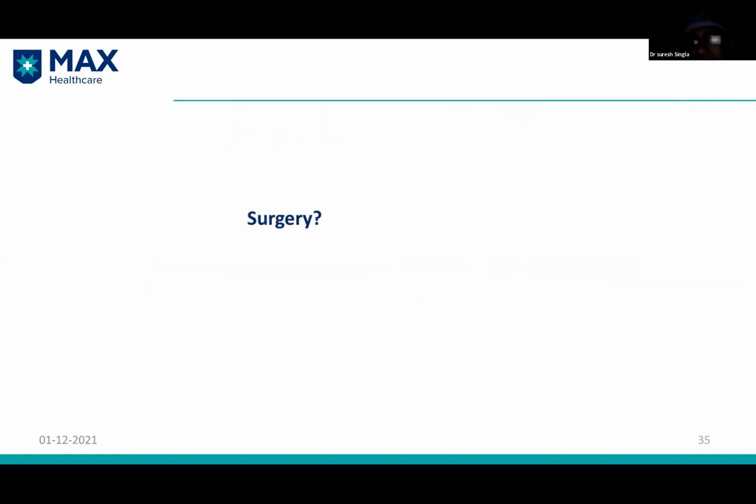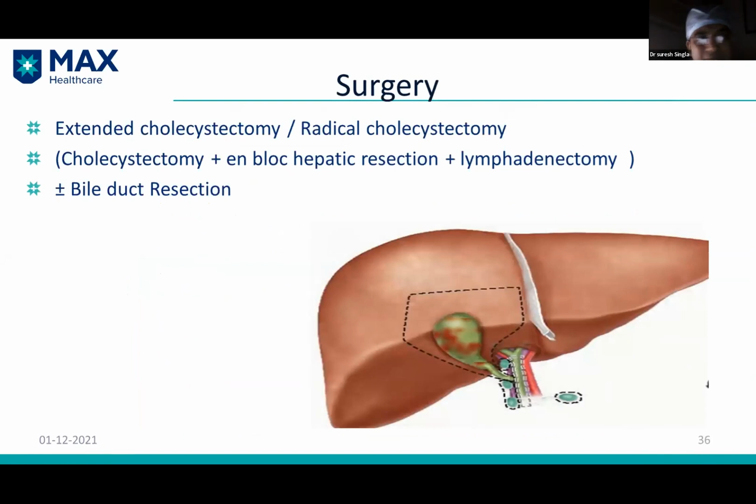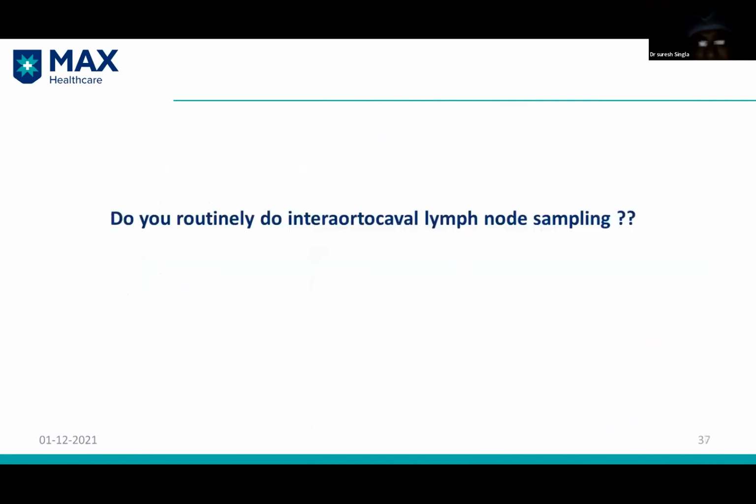So I'm coming to the surgery. We have already discussed that we will go for extended radical cholecystectomy, and along with it we have to do lymphadenectomy. My next question is to Dr. Swapnil. Dr. Swapnil, do you routinely do intra-aortocaval lymph node sampling in every case, or how do you decide that you will go for intra-aortocaval lymph node sampling?